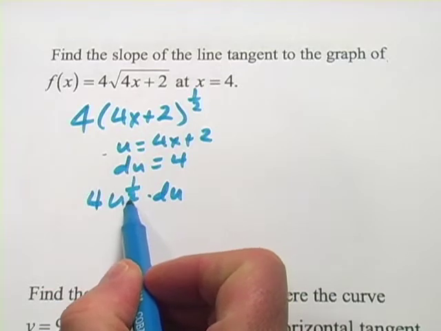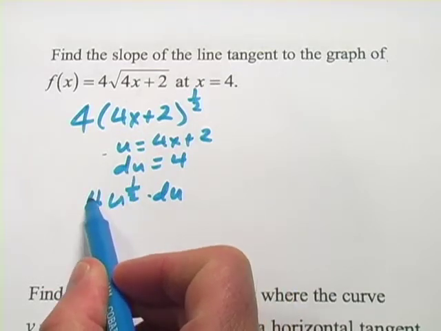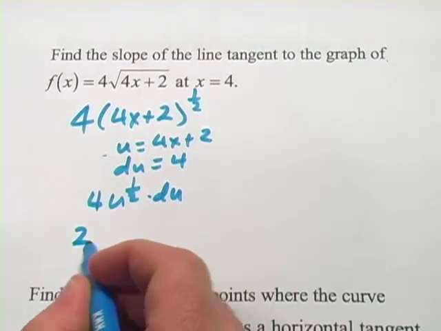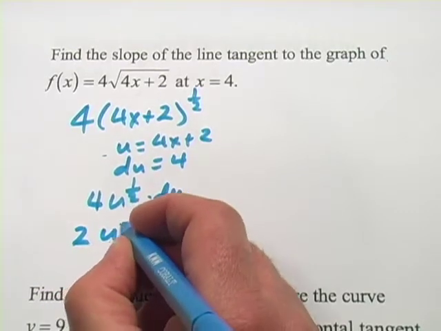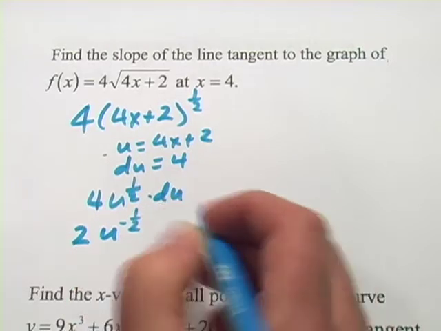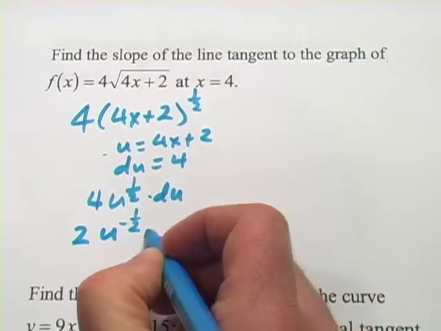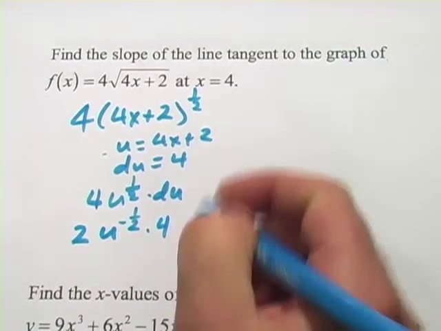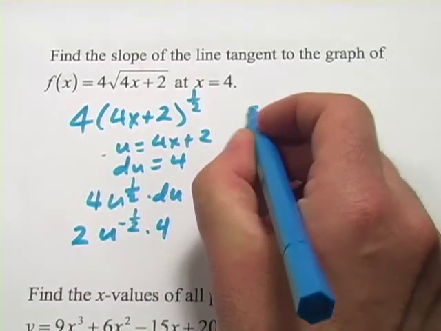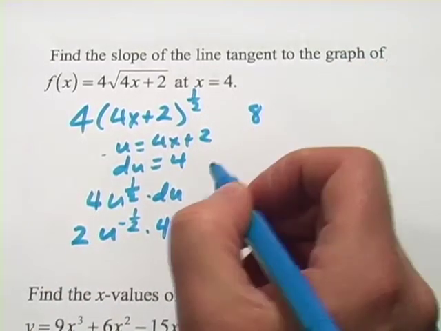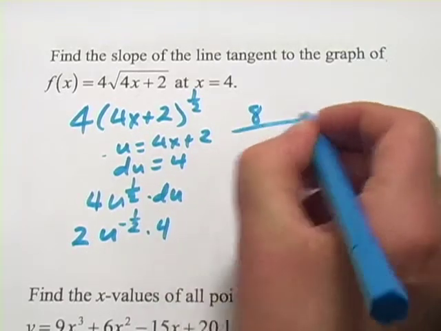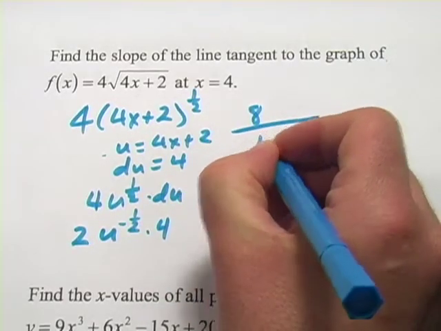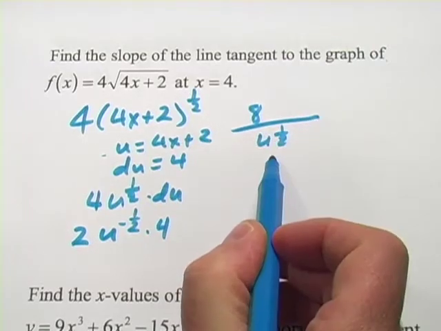Let's go ahead and apply the power rule here. So this 1/2 gets multiplied by the 4, so that becomes a 2. And then the power gets decreased by 1, so this is u to the negative 1/2. And then multiplied by du, so multiplied by 4. So 2 times 4 is 8, so this is 8. And u to the negative 1/2 would be u to the 1/2 down here on the bottom of a fraction.